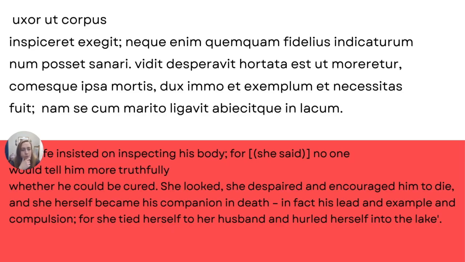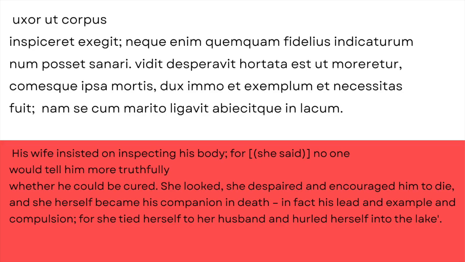So, uxor ut corpus inspiceret exegit. Neque enim quemquam fidelius indicaturum, non posse sanari. Vidit, desperavit, hortata est ut moreretur. Comesque ipsa mortis, dux immo et exemplum et necessitas fuit. Nam se cum marito ligavit, abiecitque in lacum.